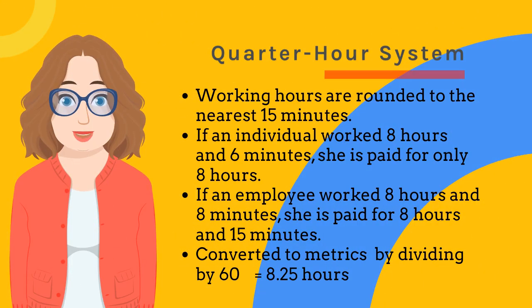Let's talk first about the quarter hour system. Employers who use this system round the hours worked to the nearest 15 minutes. For instance, if the employee worked 8 hours and 6 minutes, she is paid for only 8 hours. On the other hand, if the employee stayed 2 minutes longer and worked 8 hours and 8 minutes, she would be paid for 8 hours and 15 minutes.